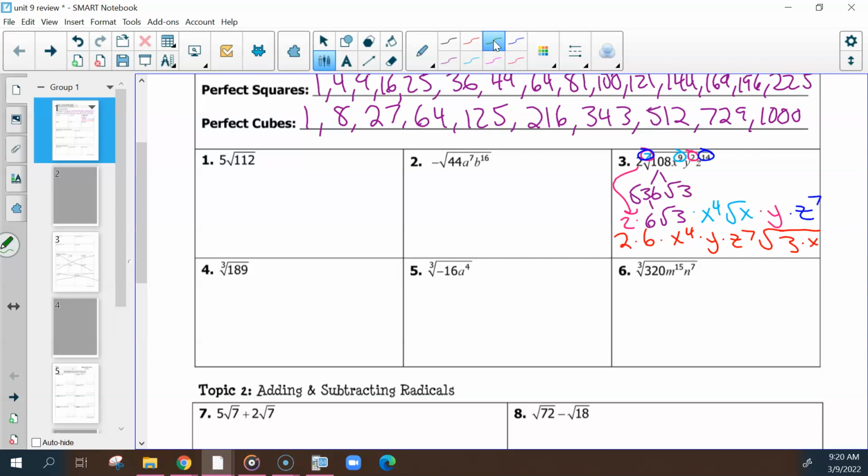So our final answer would be what? 12 x to the 4th, z to the 7th, y, z to the 7th. I'm sorry, square root of 3x. So I take the harder of the simplifying ones. So if you can do that, then you're good.